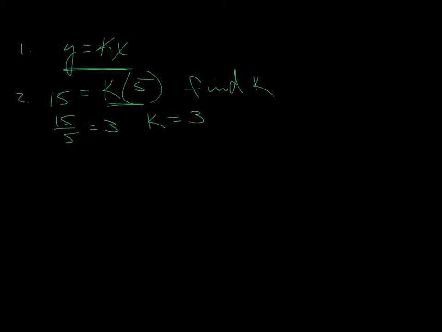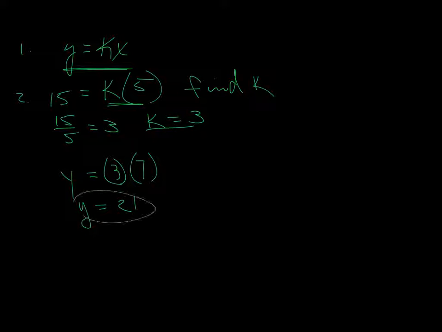All right. The third step is look at the other information they give you. Find y when x is 7. Well, we found k, so we don't have a k there anymore. So when x is 7, y is 21. And you're done. Okay, not too terrible. All right, let's try another one. Let's try the second example there and follow those steps.